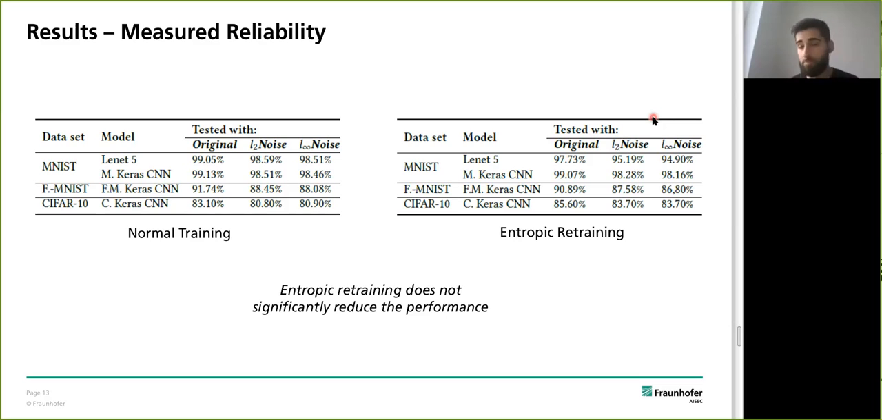So those inputs where we also tested the robustness towards random noise, so that we can see that the models could still be used in the field and are not just robust but not performing at all, and also vulnerable to noise. In this case, we could confirm that entropic retraining does not significantly reduce the performance.